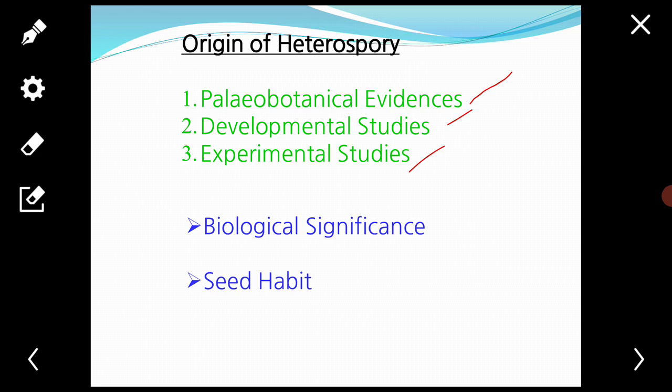Next evidence, that is the developmental studies. In heterosporous pteridophytes, the development of micro and megasporangia follows the same pattern. They have identical organization but for their size. While in megasporangia, most of the spore mother cells degenerate, but in microsporangia, only a few microspore mother cells may disorganize, only few. The phenomenon of heterospory becomes distinct either before or after meiosis.